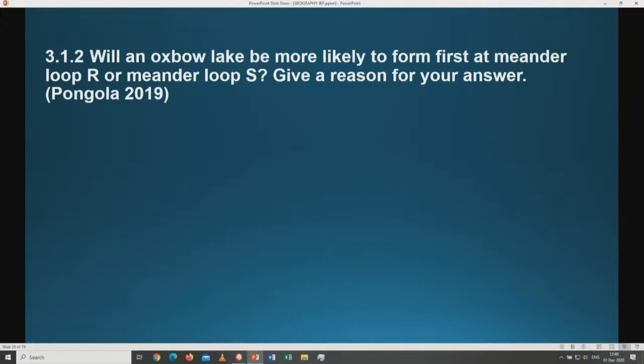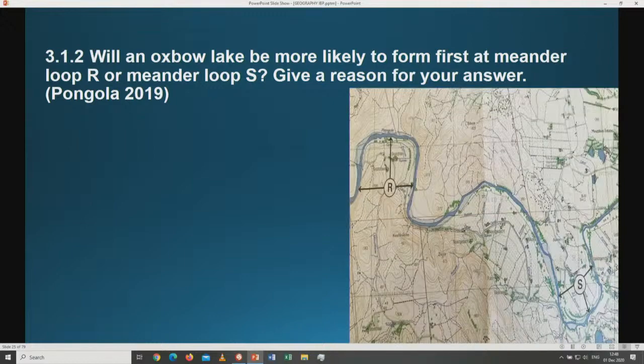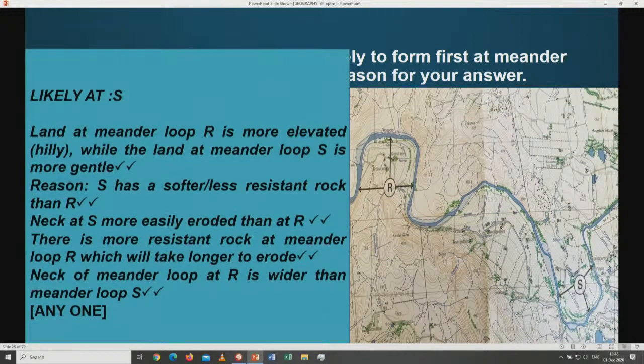Then you have another question. Will an oxbow lake be more likely to form first at meander loop R or meander loop S? And for this, you must give a reason for your answer. I took this question from the Pongola question paper. Now, let's look at these meander loops. These are the meander loops that they are talking about here on my presentation. Look at these two meander loops. Let me display it from the map, it's much easier to see.